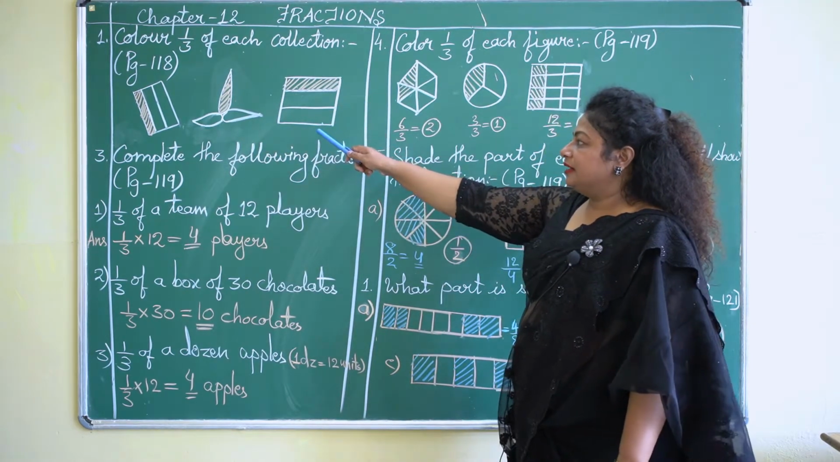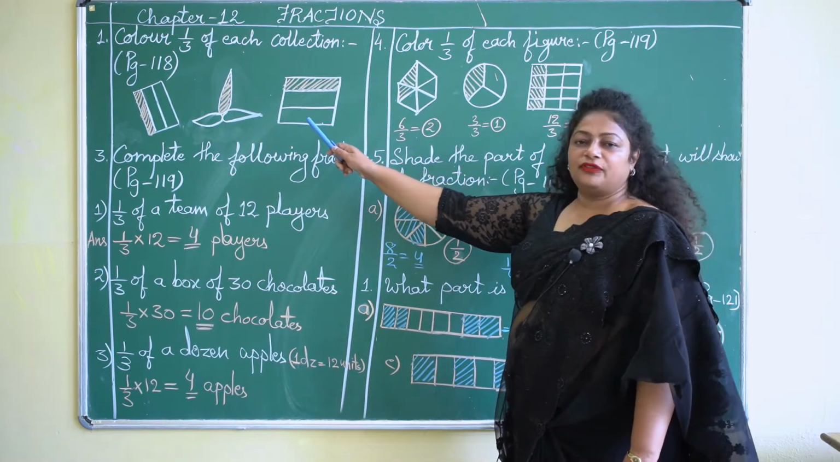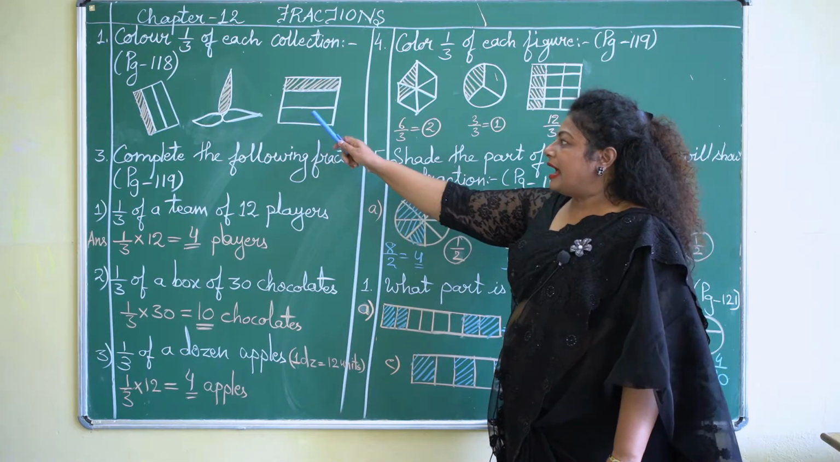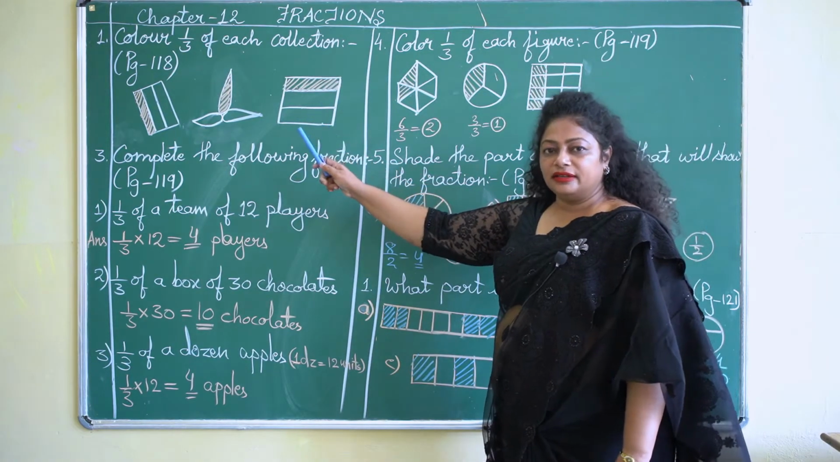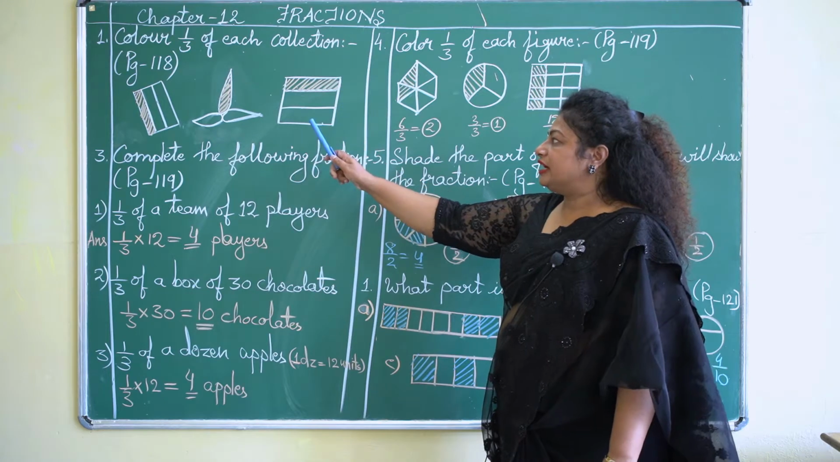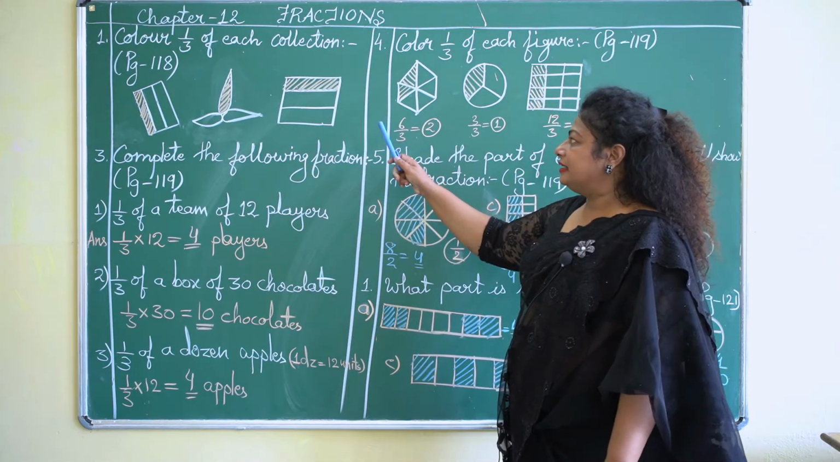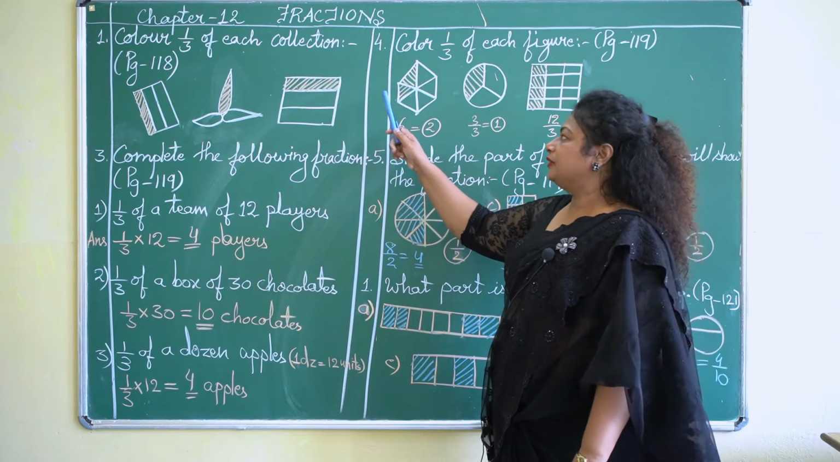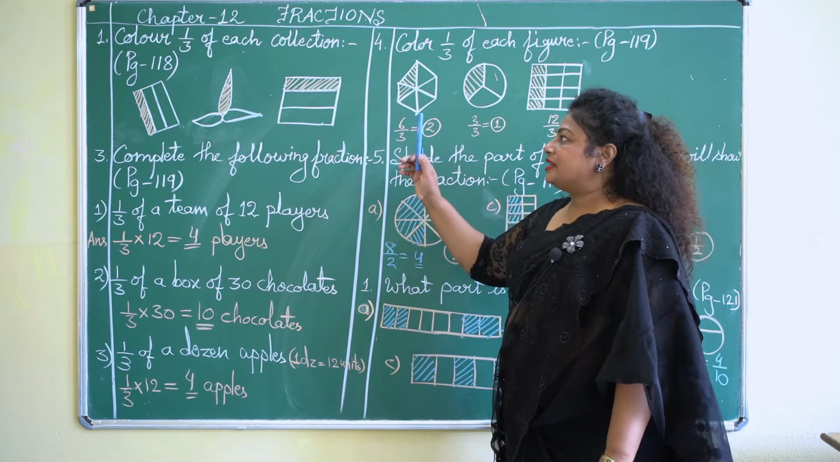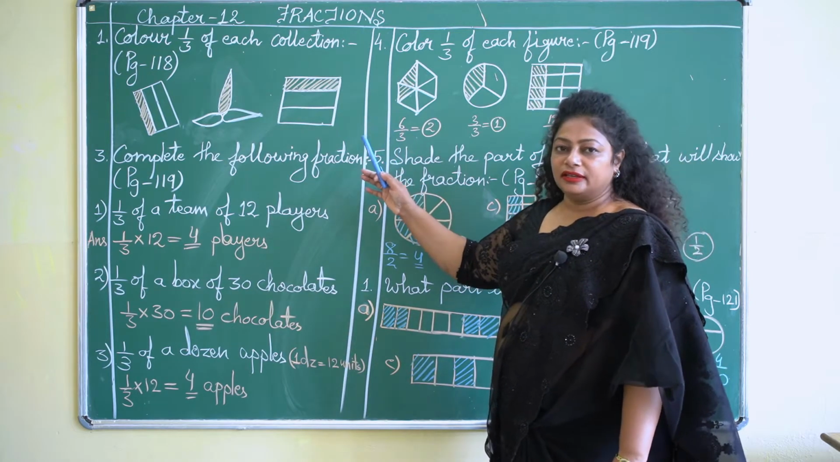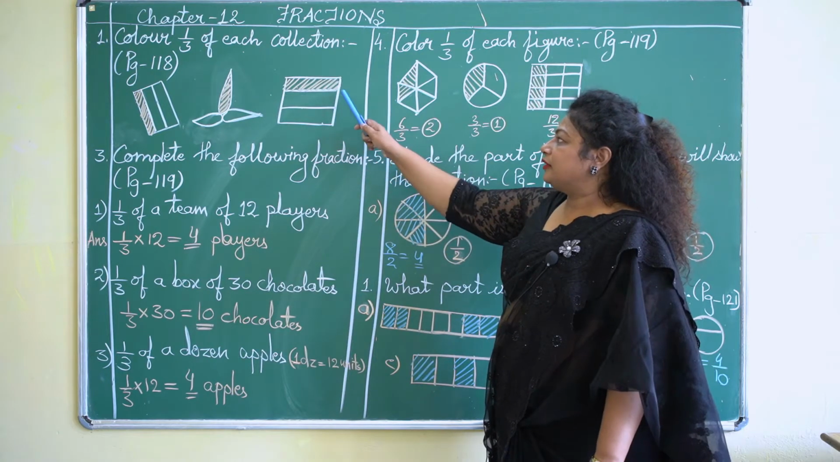Now next figure, again 3 parts are given of a flower shape, and we have to shade 1/3. That means I have shaded one petal of the flower. Next, again a rectangle is given to you. It is divided into 3 equal parts, and as we have to color or shade 1/3, so I have shaded the first part of this figure.